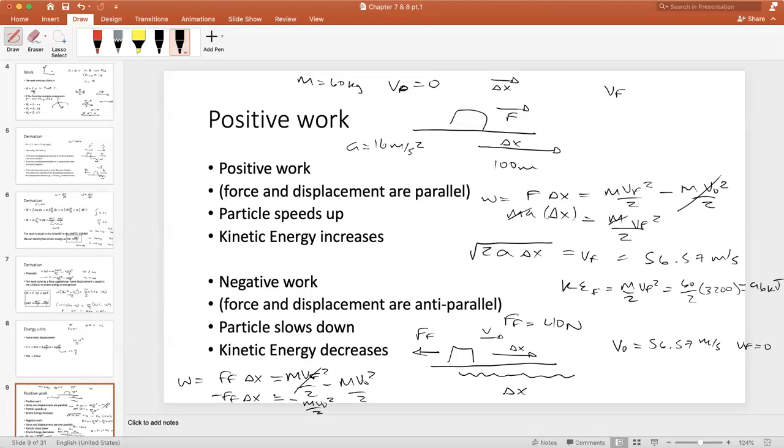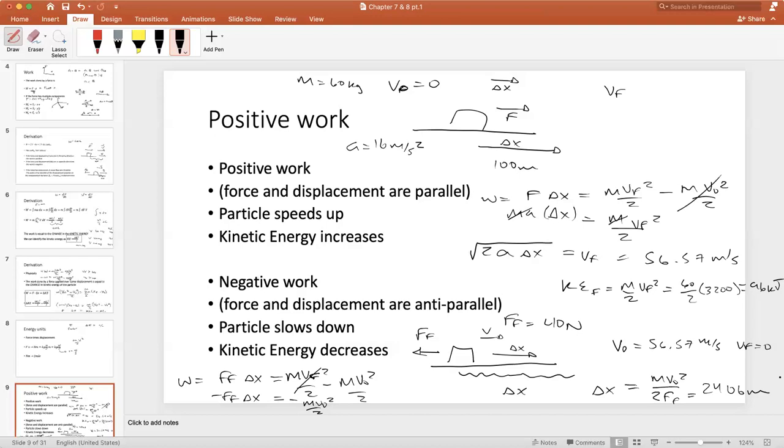I want to know what delta X is in this equation, and from that, I see that delta X is equal to mv naught squared over 2 times the force of friction that I gave you. M was 60, force of friction was 40, so that's 60 over 80 times 56.57 times 56.57. This is 2406 meters, if you do it correctly. That's a pretty far distance, okay?